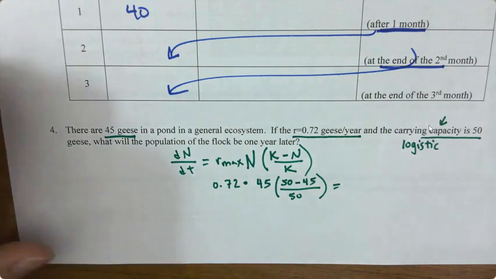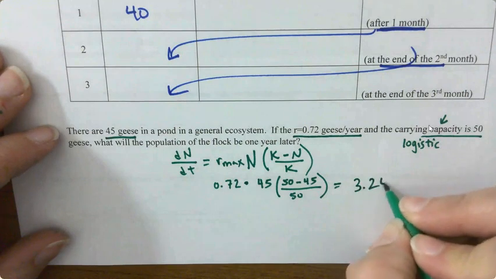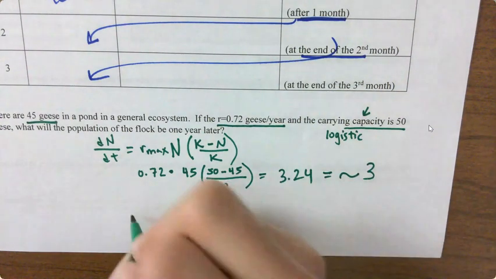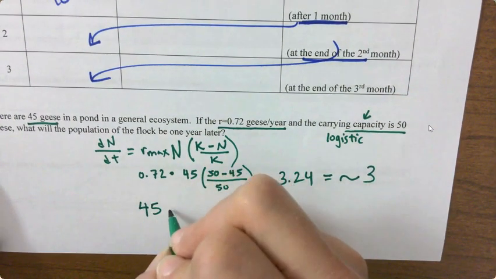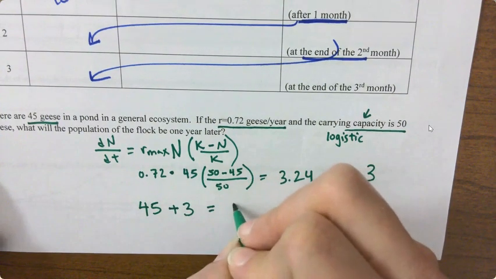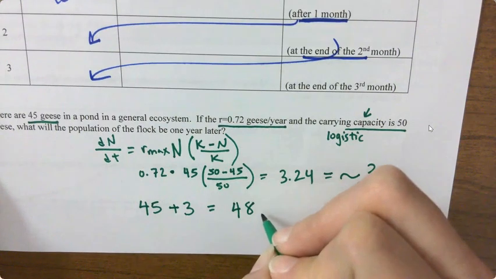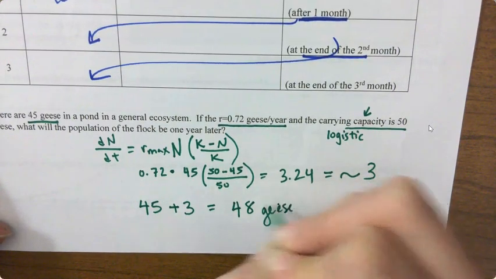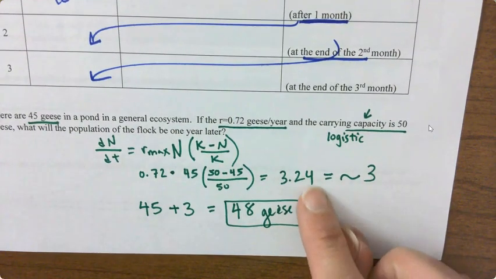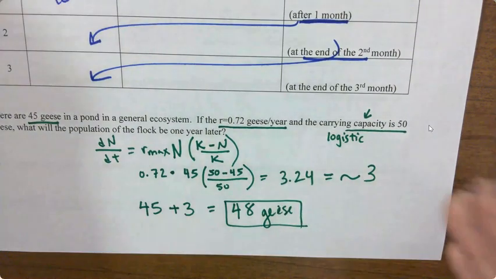Okay, so I got 3.24. So the population size is going to increase by approximately 3 geese. So we had 45 geese, and there was an increase of 3 geese in the population, so the total number of geese after 1 year would be 48 geese. And I didn't round down because of logistic growth. I rounded down because I followed normal numbering rules.